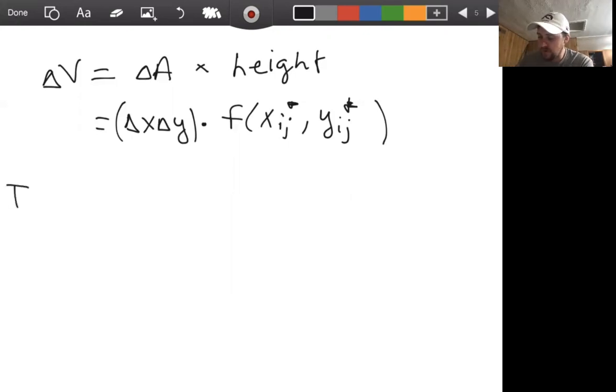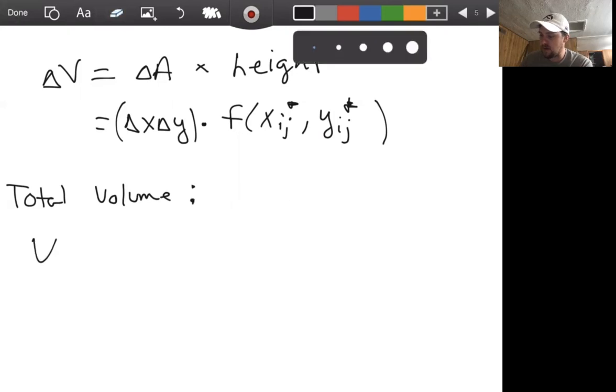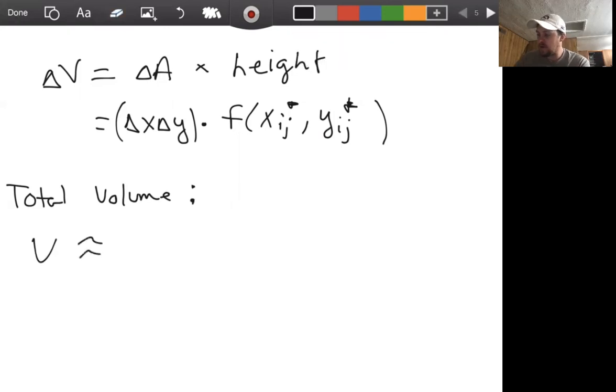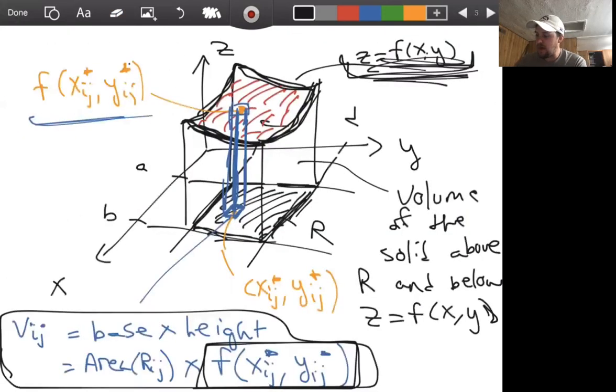And so total volume can be approximated, right? So now we're looking at the entire volume of the big prism here, kind of the entire region that is above R and below the surface.